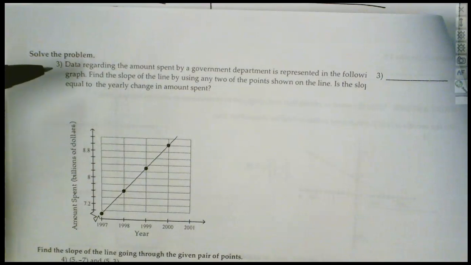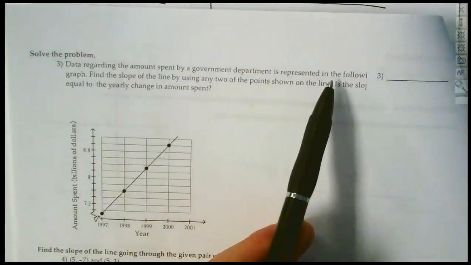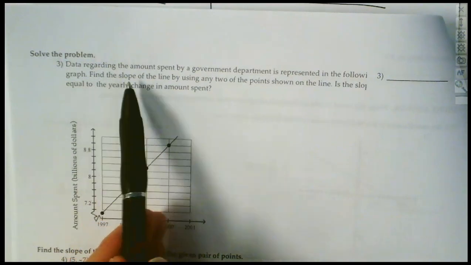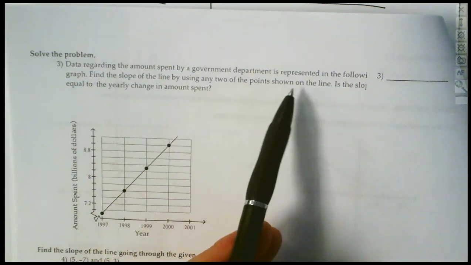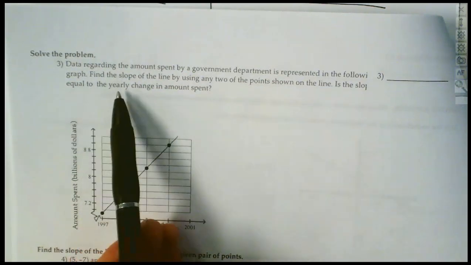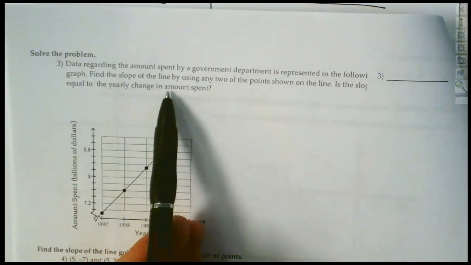It says the data regarding the amount spent by the government department is represented by the following graph. Find the slope of the line using any of the 2 points shown on the line. Is the slope equal to the yearly change in the amount spent?